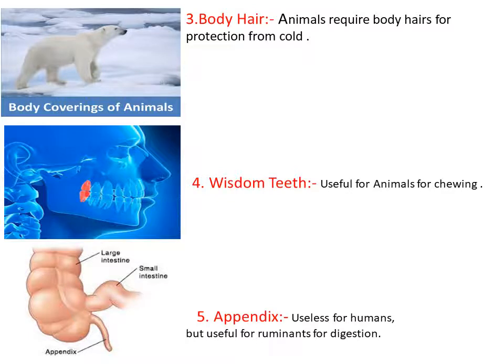Third example is body hair. Animals require body hair for protection from the cold. As compared to animals, humans do not require body hair for protection from the cold. Fourth example is of wisdom teeth. In case of humans, wisdom teeth are not that useful, but for the animals they are useful for the chewing process. Fifth example is the appendix. Here you all can see the structure of an appendix, which is useless for humans but it is useful for ruminants for the digestion process.